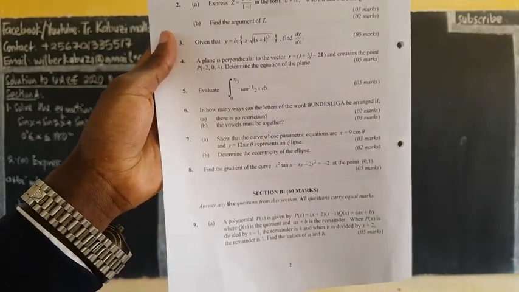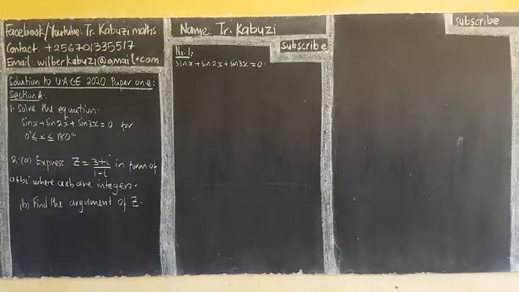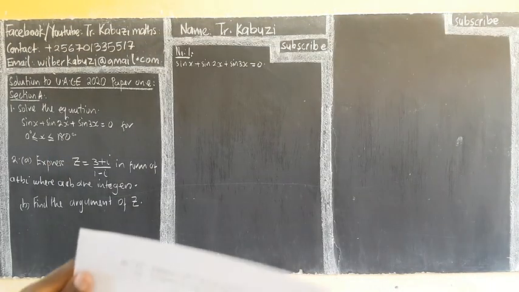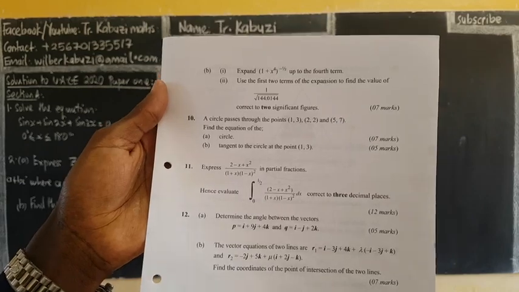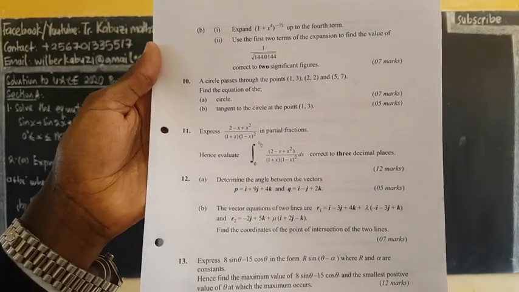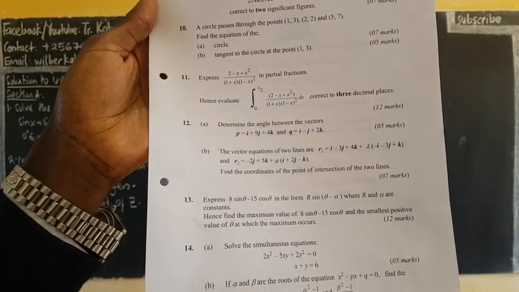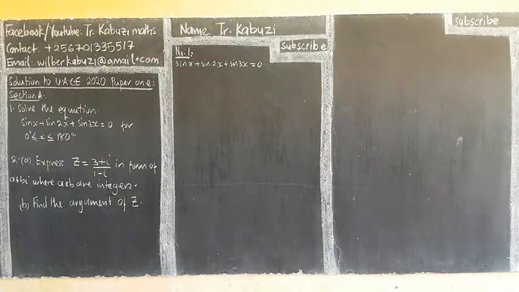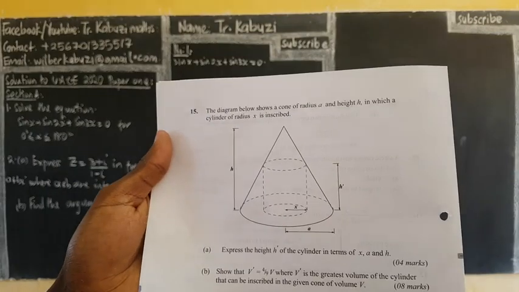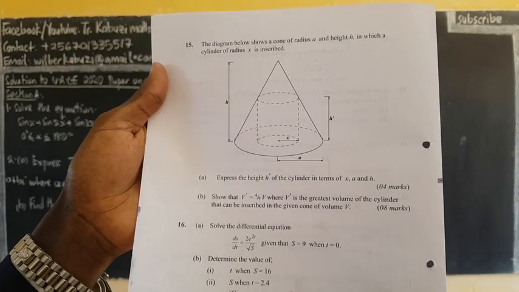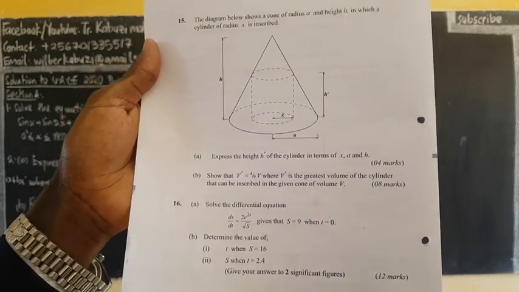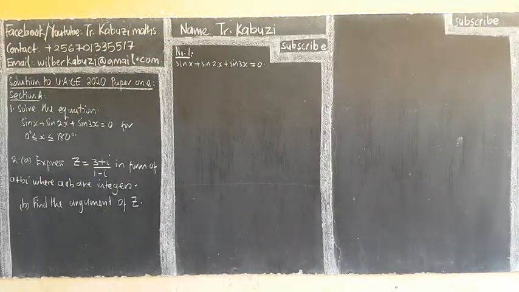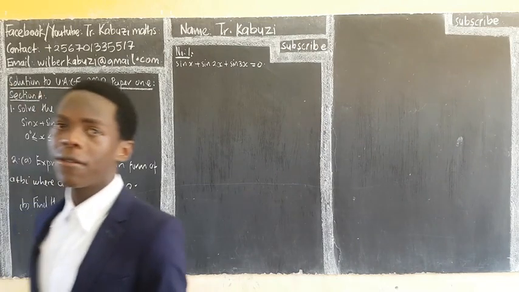Then Section B, question 9, then complete is there, as you can see. Then we turn over, and we reach the last part of Section B. So that's how the paper was. So what we're going to focus on now.